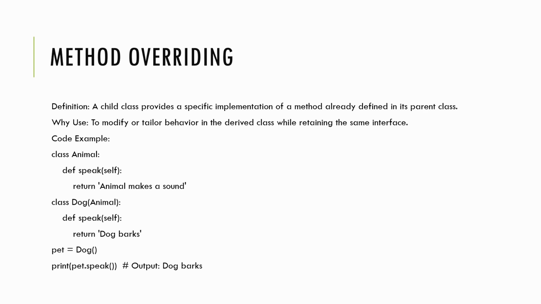In the example we see here, the animal class has a speak method, but the dog class overrides this method to provide a more specific implementation. This is a classic case of runtime polymorphism.